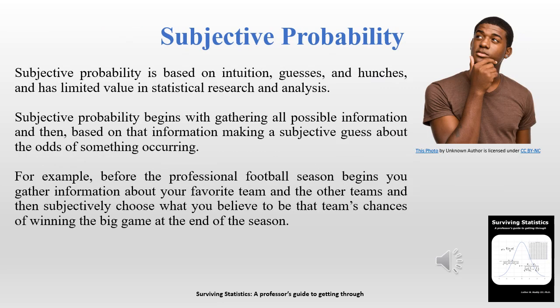Subjective probability is based on intuition, guesses, and hunches, and it really has very limited value in statistical research and analysis. However, it is still used. Subjective probability begins with gathering all the possible information you can and then just making a subjective guess about the odds of something occurring. For example, maybe before a professional football season begins, you gather all the information about your team, who they've traded, who they've brought in on the draft, and at that point you look at some of the other teams and you just simply determine what you think their chances of winning the Super Bowl is.